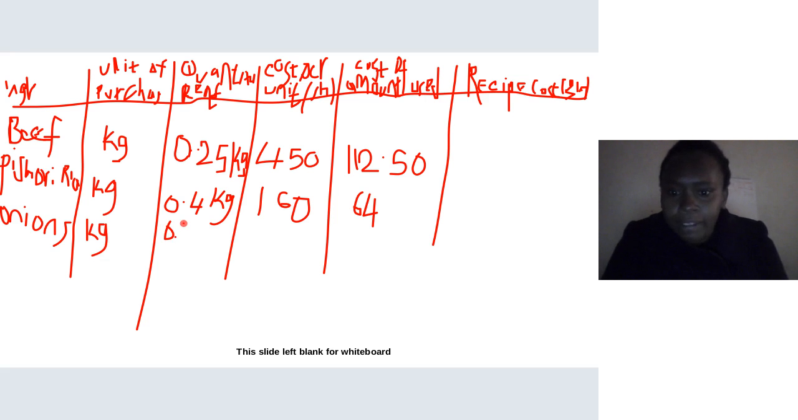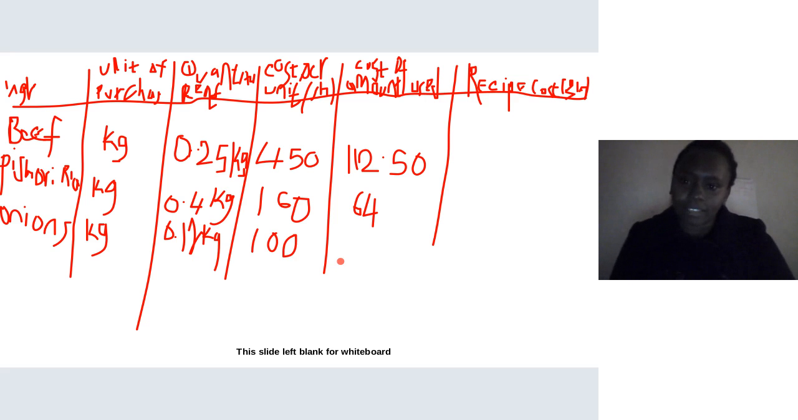Then we have 0.12 kgs of onion, which was going for 100 shillings. So what do we do? Multiply 0.12 with 100. You get 12. Now I want to put something that is not going to be calculated, so that maybe we also get to understand it.